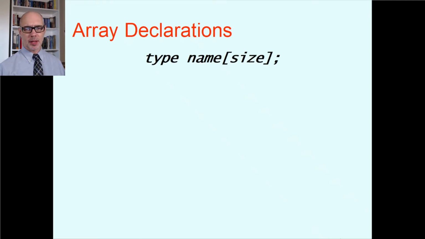Okay, you want to make an array. How do you do it? You're going to write something like this, right? That's an array declaration. Here's the type of the array. Here's a good name for it, right? And then square brackets, here's the size of the array.